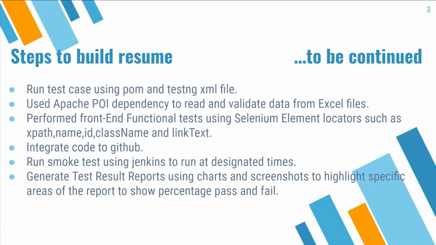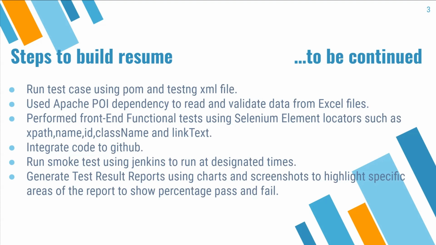That's important. Now, run test case. At the end, you have seen we ran the test cases using POM and the testng XML file. Those are the important parts, so we'll say that in this framework, we have implemented this also. Now we used Apache POI for the data provider, basically for reading data from Excel sheets. So we'll mention that as well. And again, to perform front-end functional testing, we use locators like XPath, name, ID, class name, and link text.